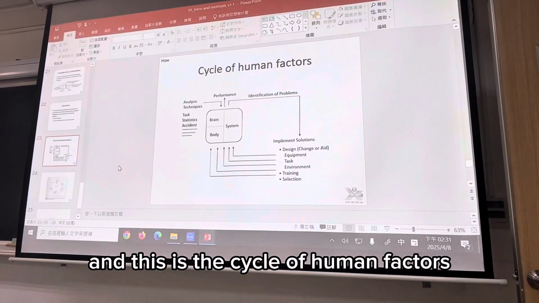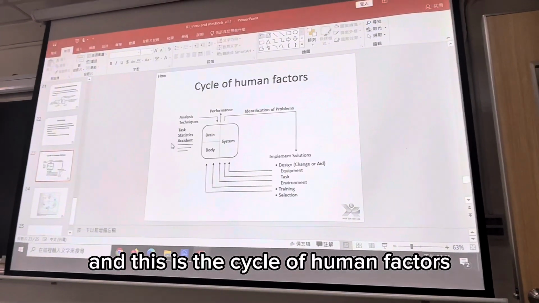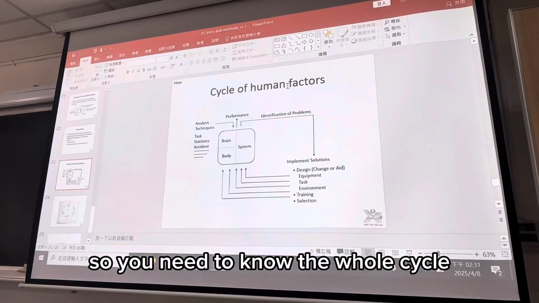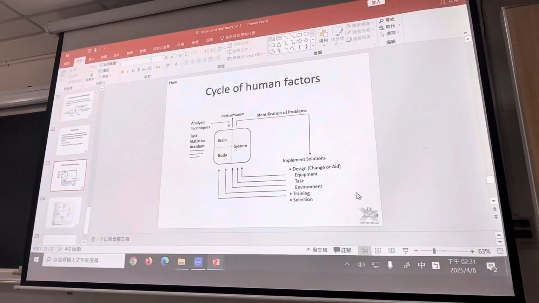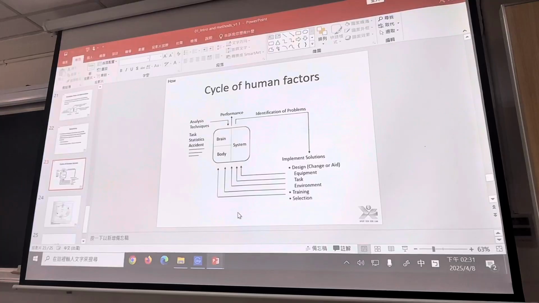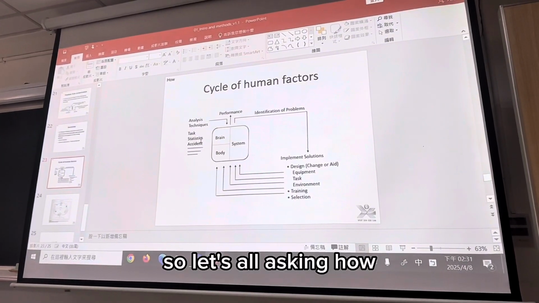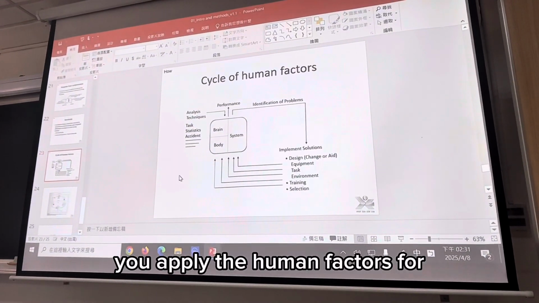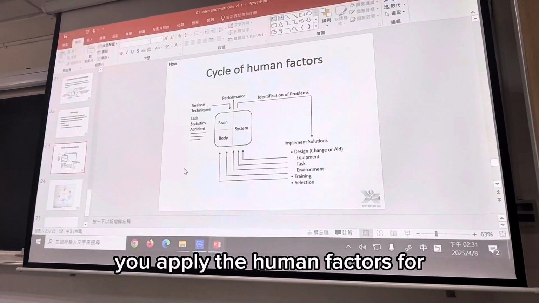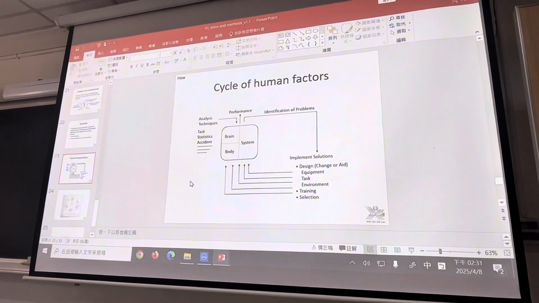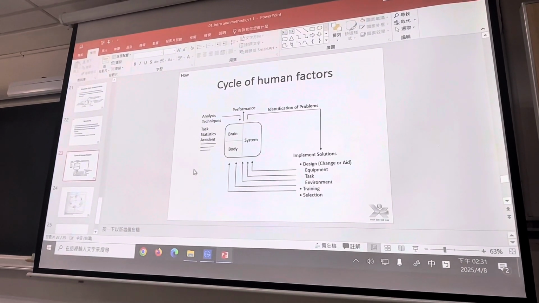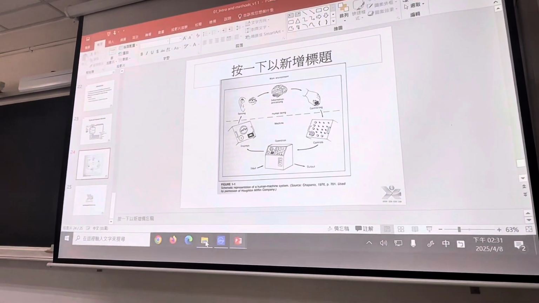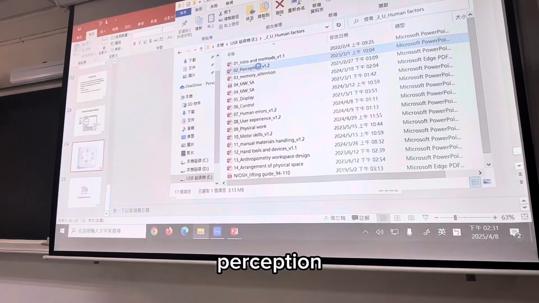And this is the cycle of human factors. So you need to know the whole cycle. That's basically how you apply human factors to solve the problem. Okay. Perception.